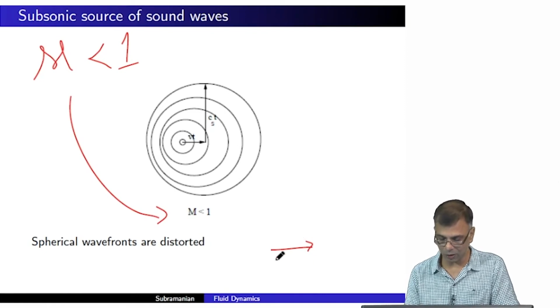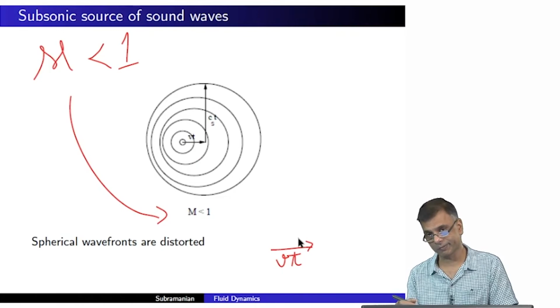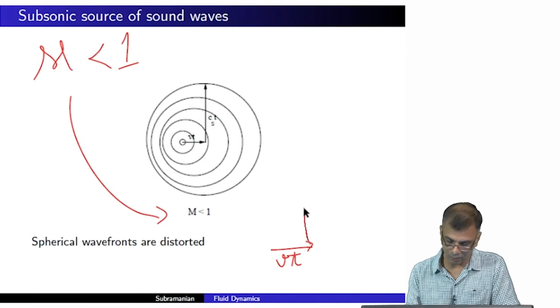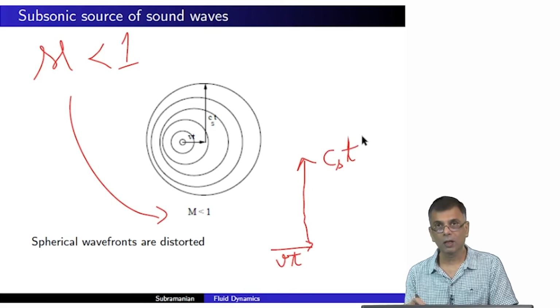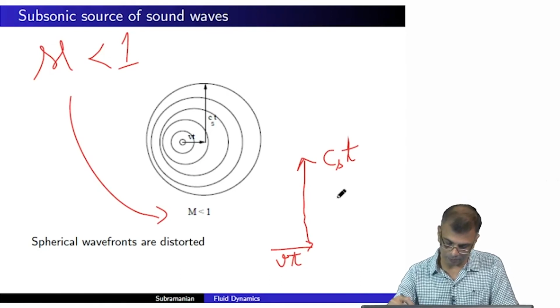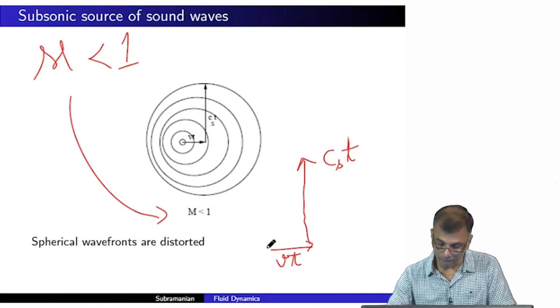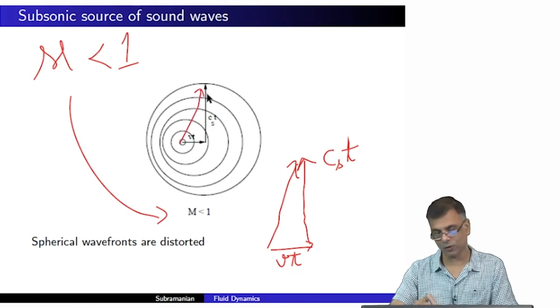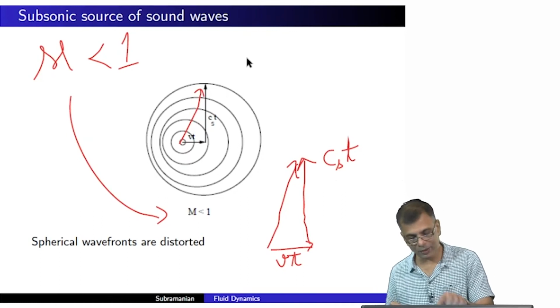So the source is moving with a velocity v, and so the distance the source moves is something like vt, right? And the distance which the pressure disturbances move is something like c_s t. Therefore, the source is right here, right? So that would be the resultant vector, this essentially. This is supposed to be a straight line. So that would be the resultant vector, right?